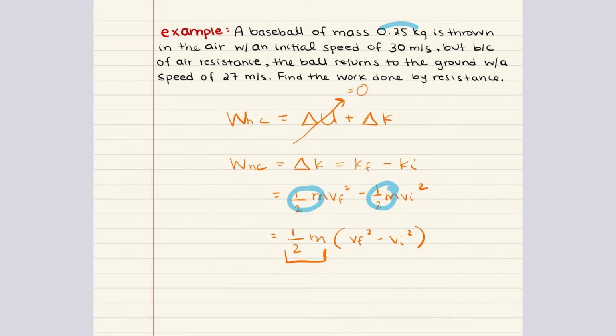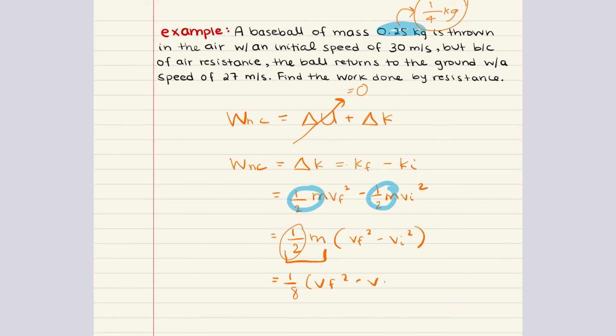m is given to us. The mass of the baseball is 0.25 kilograms. I'm going to rewrite this as 1/4 kilograms because that's going to make the multiplication with 1/2 really easy. 1/2 multiplied by 1/4 is just equal to 1/8.